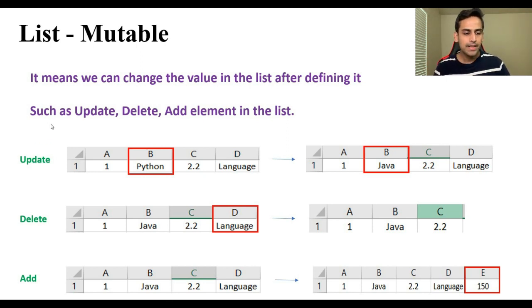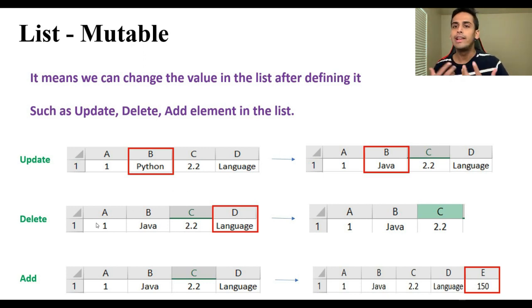For example, update. Let's compare with the Excel spreadsheet. Let's say there is a row in the Excel spreadsheet which is 1, Python, 2.2, language, and later on I realized that, hey, I need to update the column number B from Python to Java. You can simply update the value. So in the list you can do this functionality.